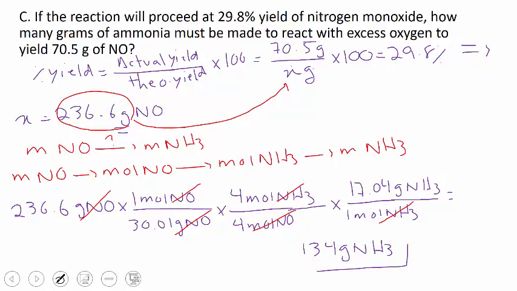So what this means is that we're going to have to start with 134 grams of ammonia in order to get to 236.6 grams of nitrogen monoxide. Now, in reality, we do start with 134 grams of ammonia. However, we end up only with 70.5 grams, which would give us a yield of 29.8%.